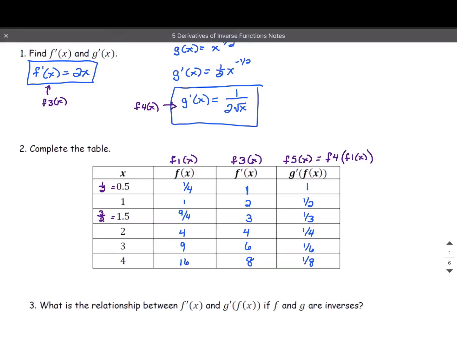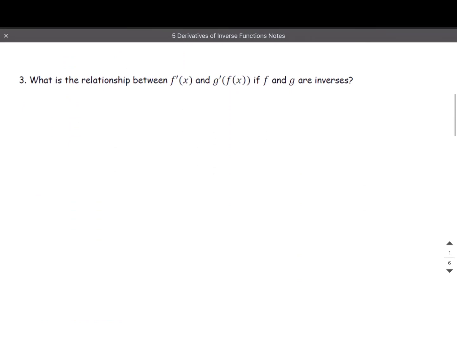Okay, so hopefully, once you put all these numbers in the table, you can see a relationship between f prime of x and g prime of f of x. Do you see the relationship? 1 to 1, 2 to 1/2, 3 to 1/3, 4 to 1/4, 6 to 1/6, 8 to 1/8. That's right, it's the reciprocal. So what that means is that g prime of f of x equals 1 over the derivative of f of x.